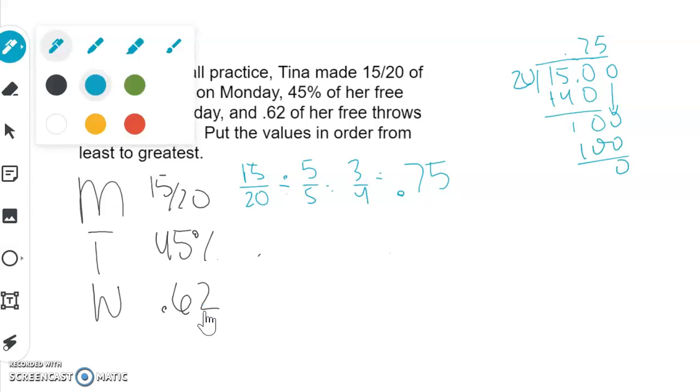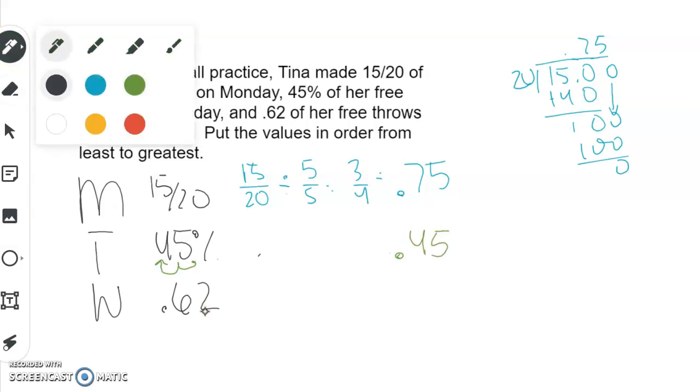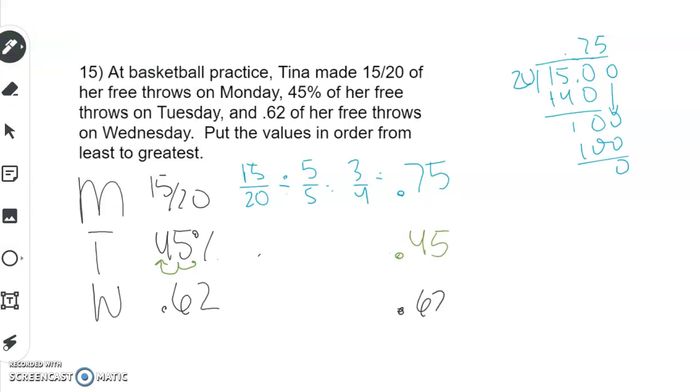I'm going to go ahead and turn my percent into a decimal by moving the decimal place 2 spots to the left. So that's going to be 0.45. And then lastly, I have my original number, which is 0.62.